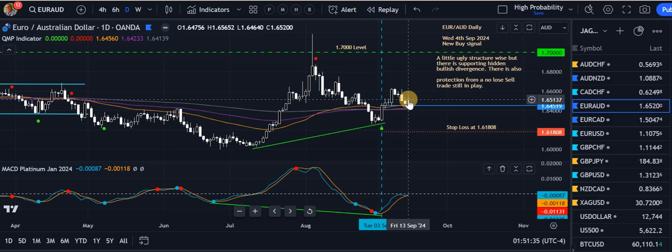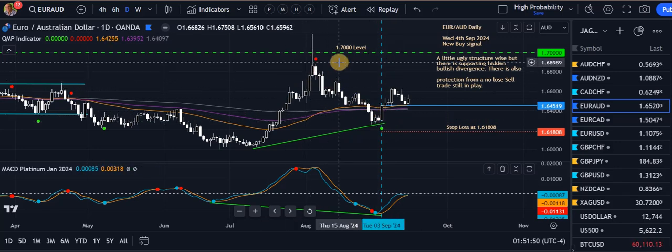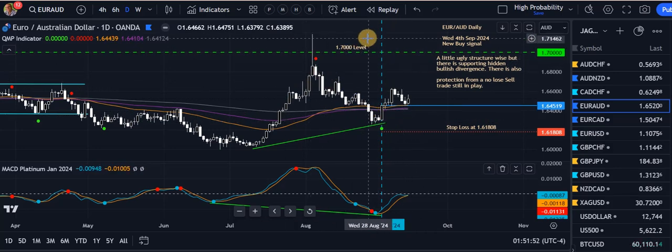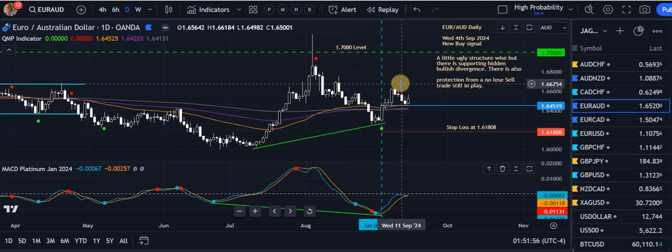So we're just going to sit on it for now. There's no real rush to do anything as yet. If we get an opposite QMP filtered dot, for example, I will close out this buy trade. I won't let it get to the stop. It's just the market structure is all a bit ugly. These green dashed levels are big numbers. So in this case, it's the 1.700 level. So we're just in no man's land at the moment.